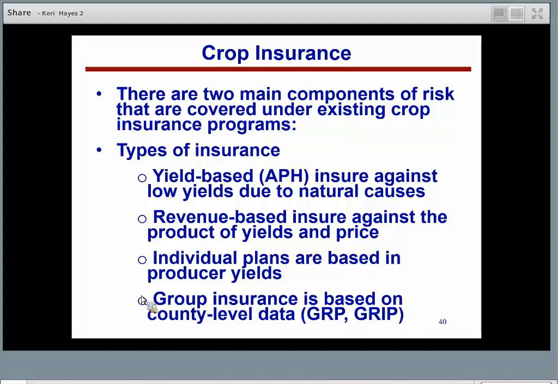Those are both called individual plans, meaning that you report your own yield information, and that's used to determine whether you get an indemnity or not. The other thing you can do is called group insurance, which is based on county level areas, but those are not purchased too much, so I'm not going to go into those, but they are a lot cheaper than the individual policies.